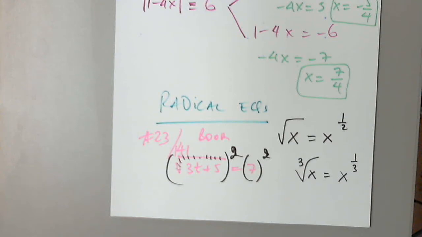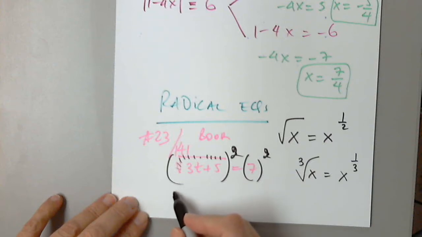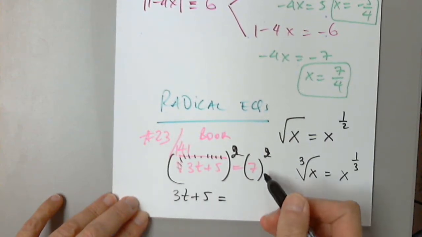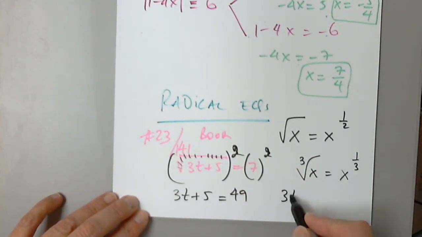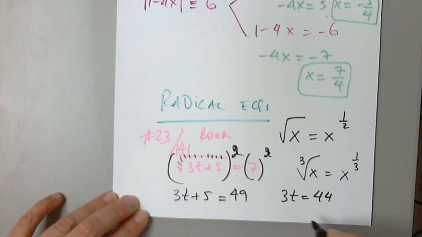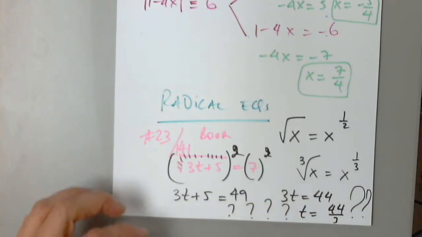Okay, so then you square, the left-hand side becomes 3t plus 5, the right-hand side becomes 49. Excellent. This is back to a linear equation. I have 3t, I subtract 5 from both sides, and I get what, 44? Okay, so then t equals 44 over 3. Keep in mind, this comes with, I cannot put enough question marks. What does that mean? No, because we squared, not taking square roots.